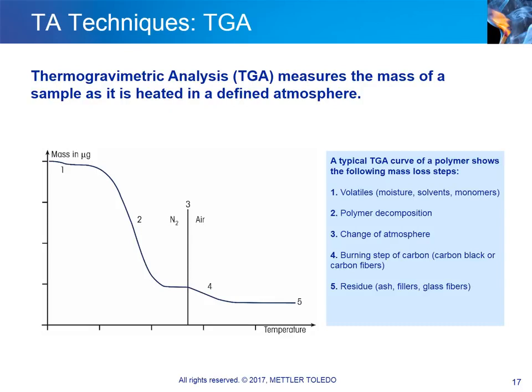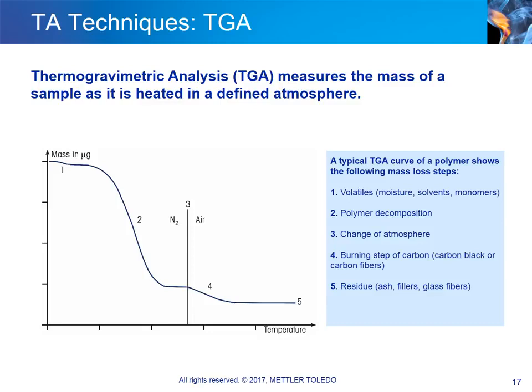Now let us move on to thermogravimetric analysis, or TGA. In this technique, the mass of a sample is continuously measured as it is heated in a defined atmosphere. We simply put a few milligrams of sample into a crucible, heat it, and continuously record the mass change. This allows us to obtain information on the composition of the sample.